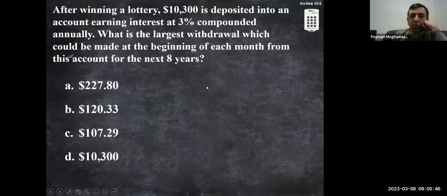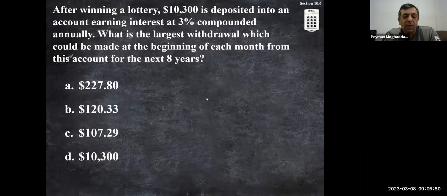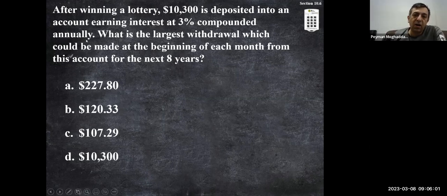All right, another question I will leave to you guys. I'll give you 5 minutes to solve this. After winning a lottery, $10,300 is deposited into an account earning interest at 3% compounded annually. This is deposited in an account and we will earn that interest. What is the largest withdrawal which could be made at the beginning of each month from this account for the next 8 years? First of all, this is a present value problem, right?